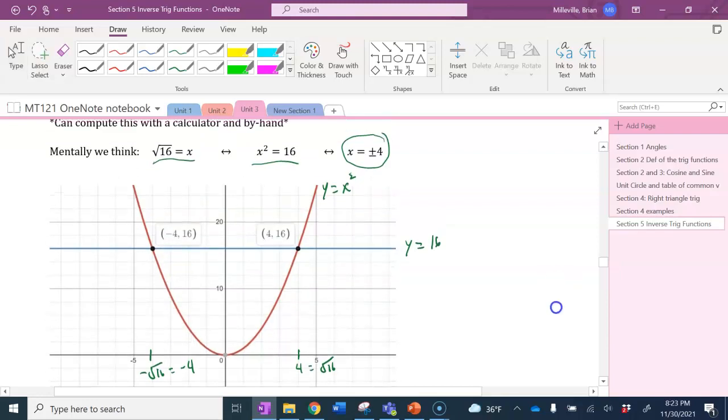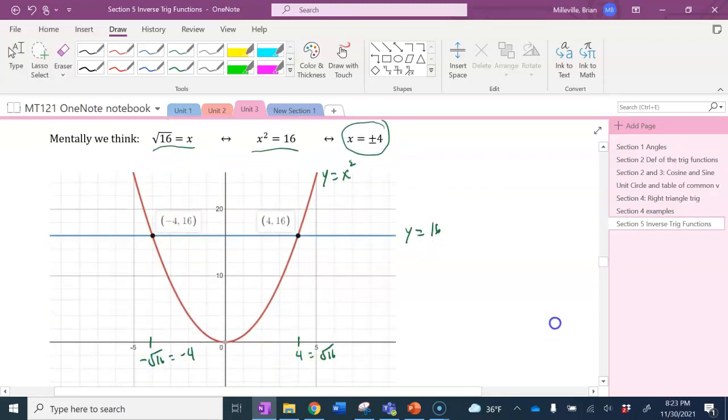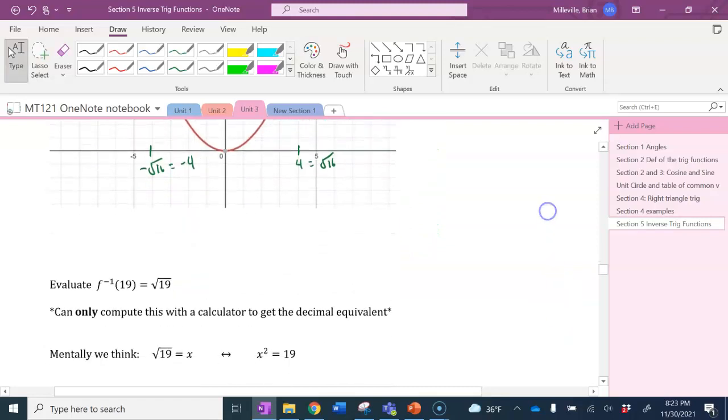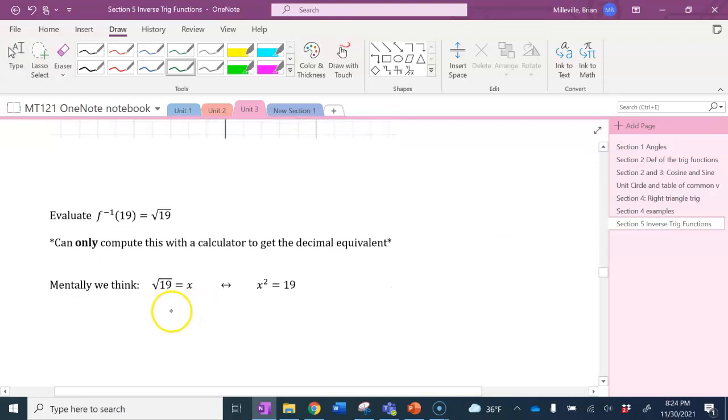But what's special about this number is that 16 is a perfect square, so we can do that in our head. What if we have a different number for the same function? How about the square root of 19? If I plug that into the inverse function, we can only compute that with a calculator. Mentally, we can think, yes, the square root of 19 is some number, and it must satisfy that that number squared gives us 19.